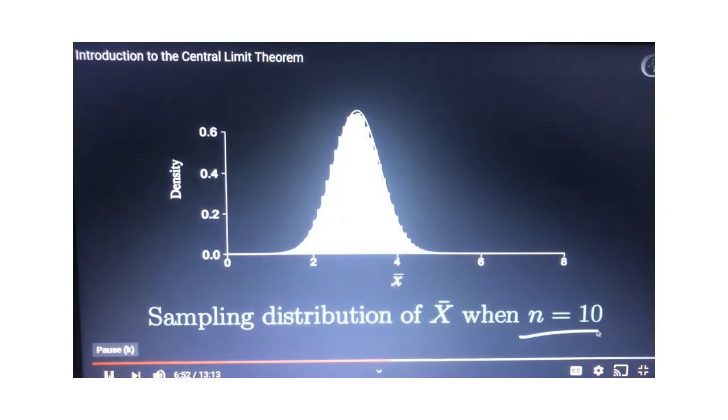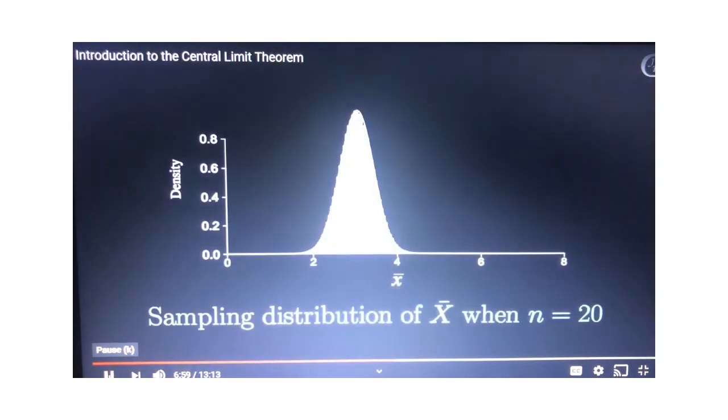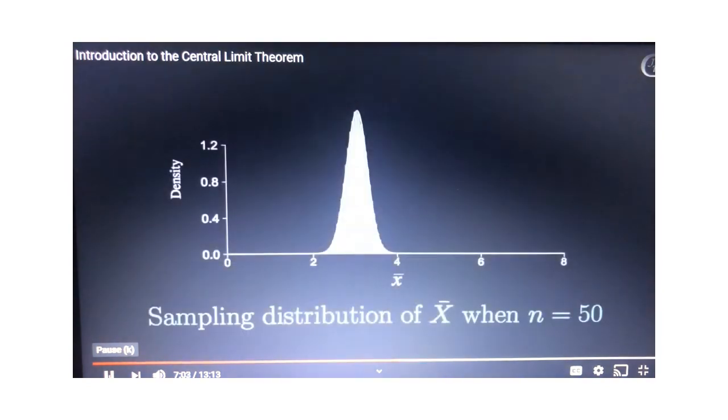Here, when n is 10, the sampling distribution of x bar looks quite normal. When n is 20, it's even closer to that normal curve. And when n is 50, it's looking very normal. And the sampling distribution of x bar would get closer and closer to a normal distribution as the sample size increases.